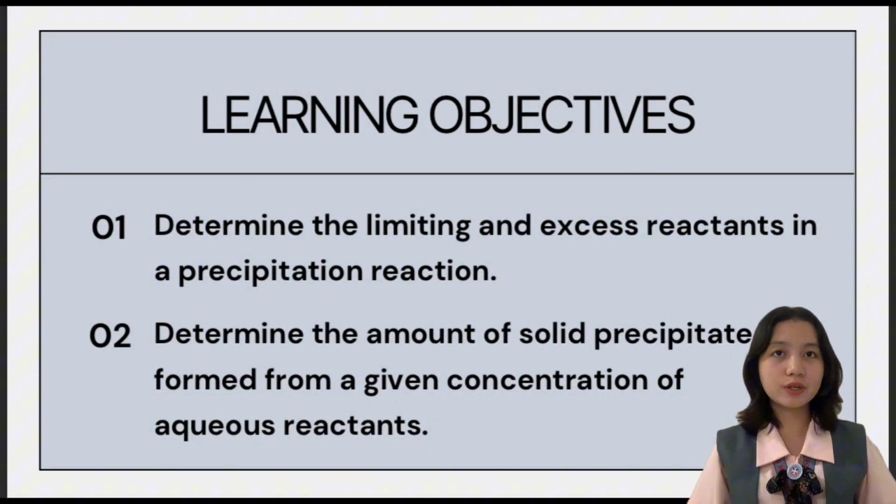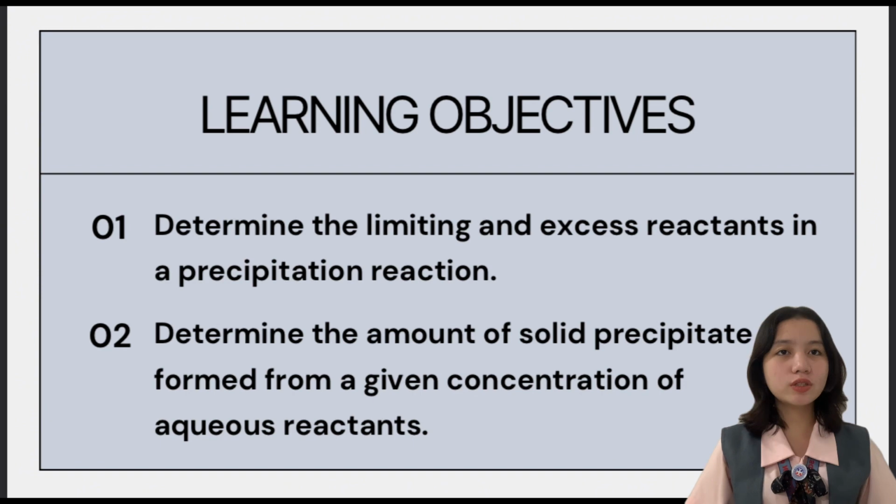Before delving deeper into this discussion, let us first know the two learning objectives that we hope to achieve at the end of this lesson. The first one is to determine the limiting and excess reactants in a precipitation reaction, and to determine the amount of solid precipitate formed from a given concentration of aqueous reactants.